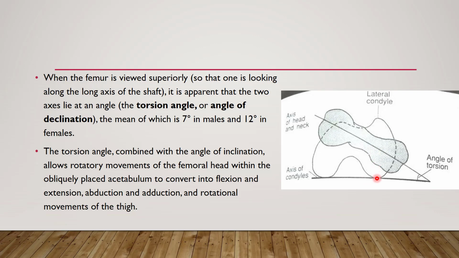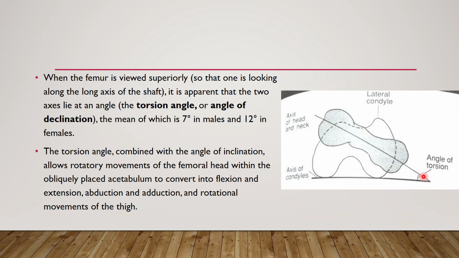The torsion angle combined with the angle of inclination allows the rotatory movement of the femoral head within the obliquely placed acetabulum to convert into the flexion, extension, abduction, adduction and rotational movements of the thigh.